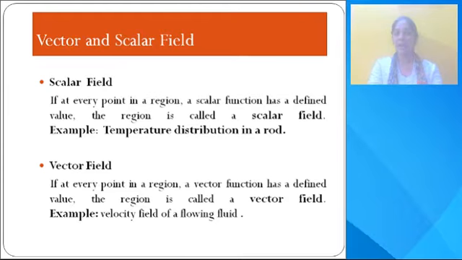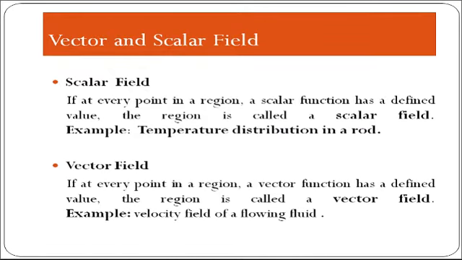If at every point in a region a vector function has a defined value, the region is called a vector field. We can understand this: temperature is a scalar quantity because it has no direction, only magnitude. If we take a rod and heat it, then the distribution of temperature in the rod is the field, and that field is called a scalar field. Why? Because temperature is a scalar quantity.